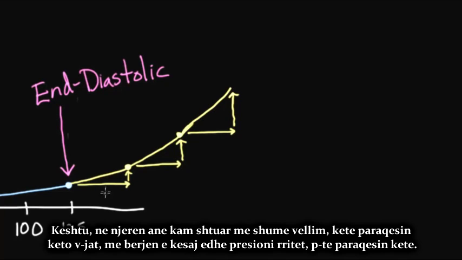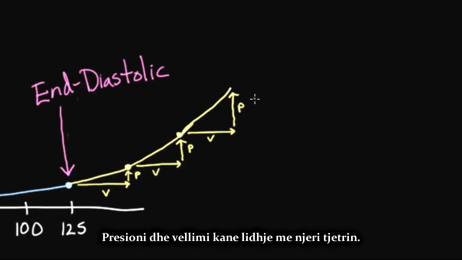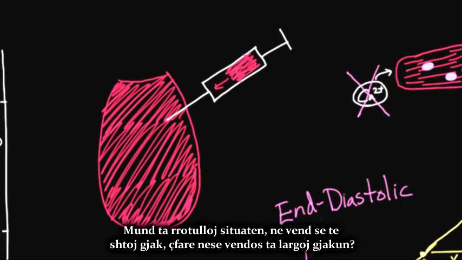So on the one hand, I'm adding more volume. That's what all these V's are. But as I do that, the pressure is going up. That's what these P's are. So pressure and volume are, of course, related, right? And we could do the reverse.